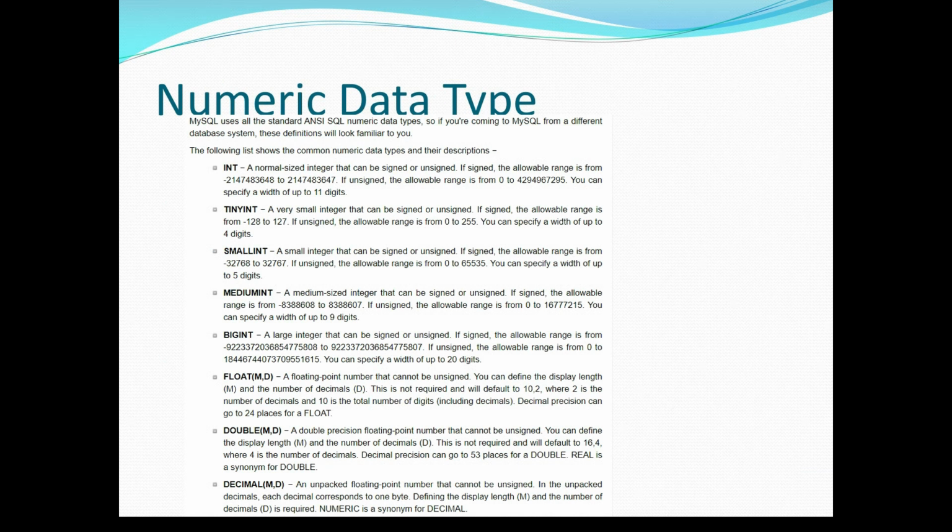Numeric data type. Inside this one, the integer, you can read about the integer, its ranges, tiny int, small int, medium int, big int, float, double, decimal, and so on. So these are all types of the numeric. You can read this one manually by yourself.